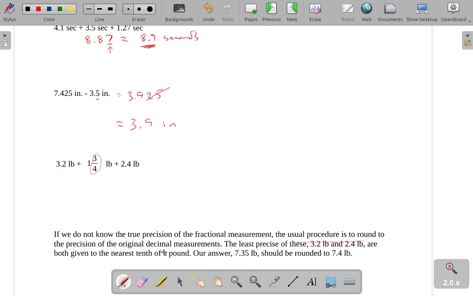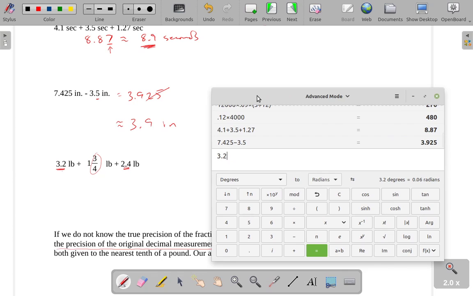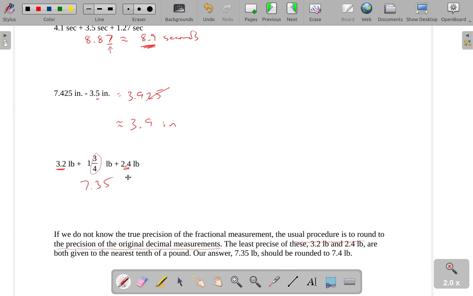What does this say? It says the usual procedure is to round to the precision of the original decimal measurements. So the original decimal measurements, meaning these two, are both to the nearest 1/10 of a pound. So we'll round this one to the nearest 1/10 of a pound. We get 3.2 pounds plus 1.75. I'm writing it as a decimal, 1 3/4, instead of 1 plus 3/4, because it's easier. Plus 2.4. This gives us 7.35, and we're going to round this off to 7.4 pounds, rounding to the nearest 1/10 of a pound.